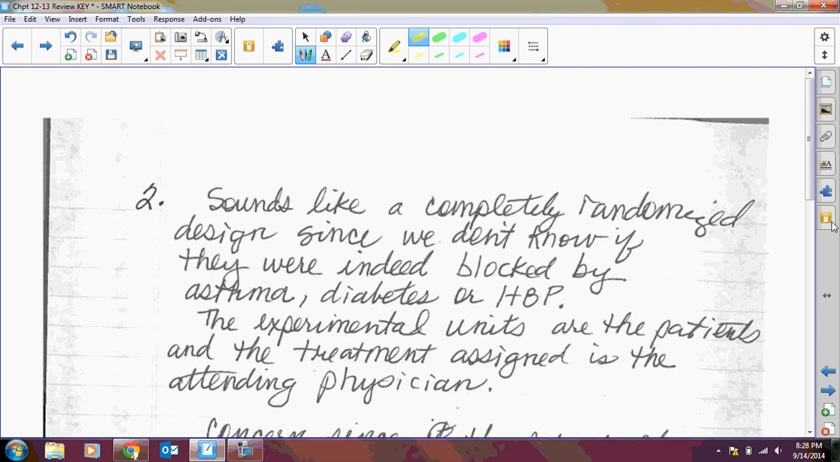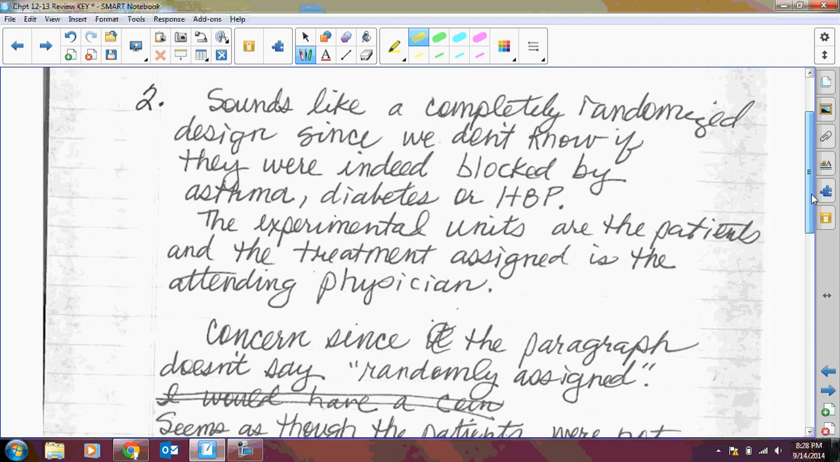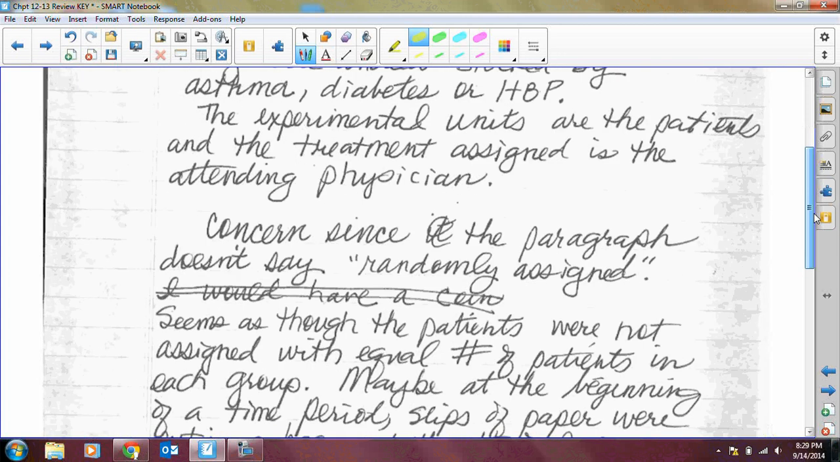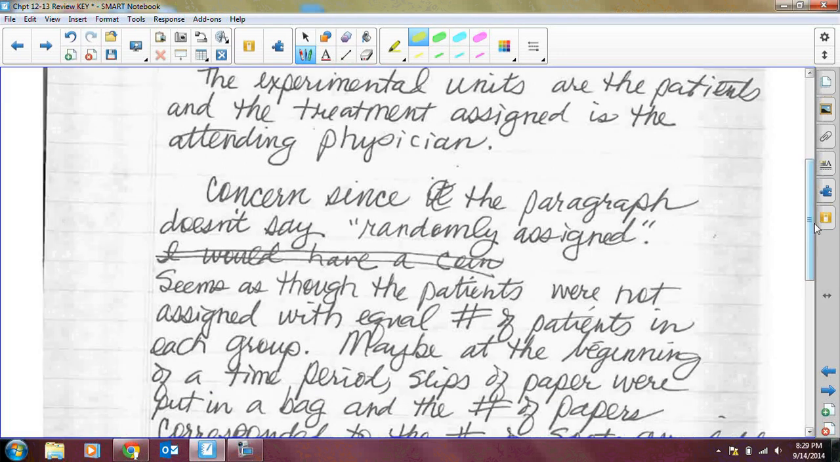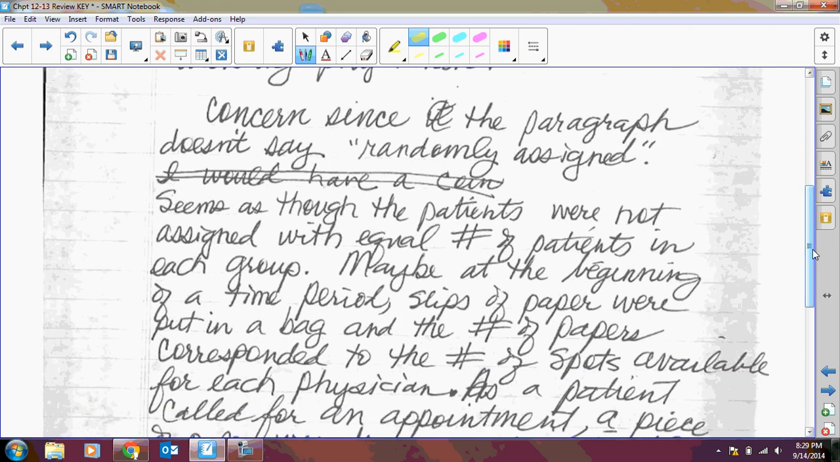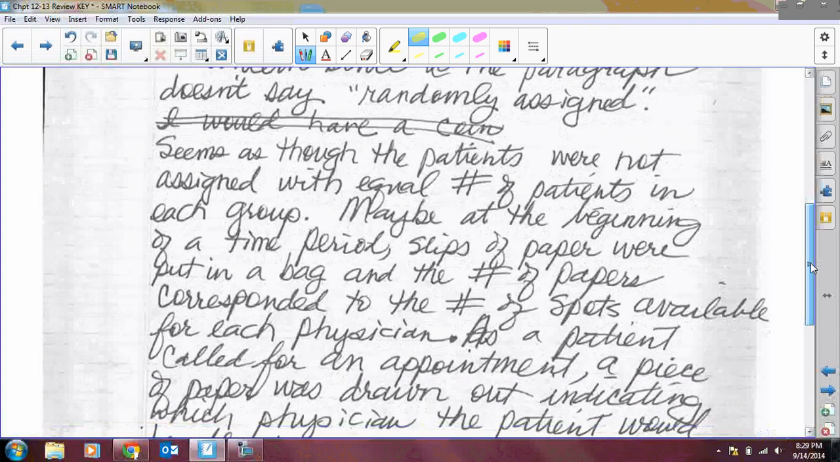And what are the experimental units? It sounds like completely randomized because we didn't know if they actually did do the blocking by asthma, diabetes, or high blood pressure. The experimental units, of course, are the patients, and then the treatment that is assigned to them is the physician that they get assigned. So either the doctor or the nurse practitioner. Now, the concern that I would have is that we did not know they were randomly assigned. I guess we kind of have to assume that the experiment was done correctly.